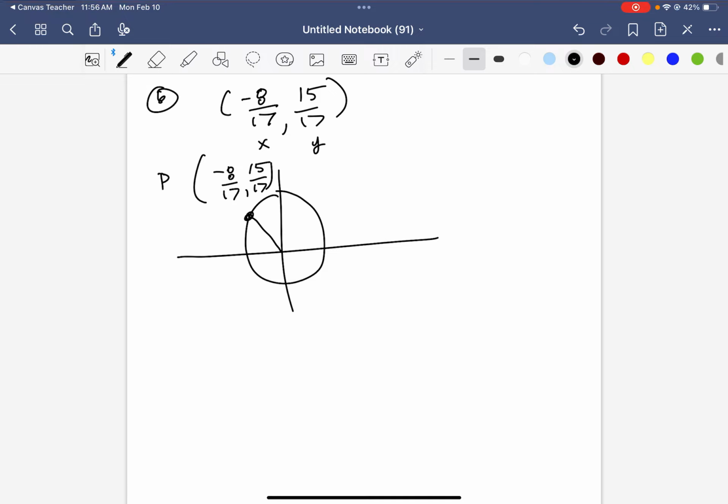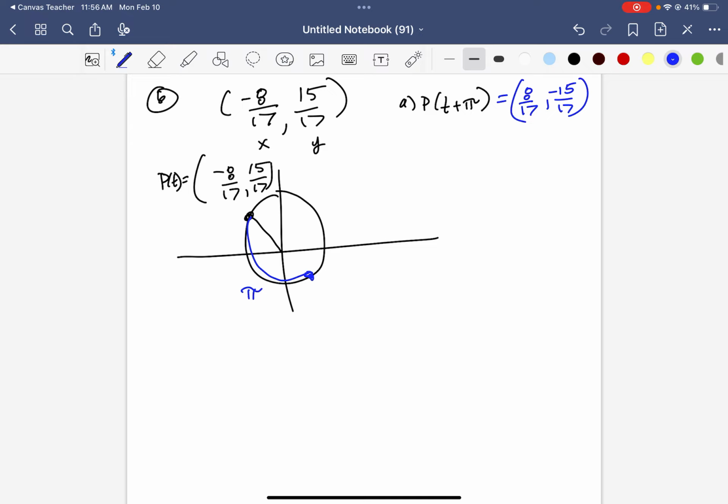So if this is my original point, and you tell me to take, for part A, my point and add pi radians, well, if I add pi radians, I'm going to be right over here. And so this point is going to have 8 over 17, the same x coordinate, but then a negative y coordinate, negative 15 over 17, right?